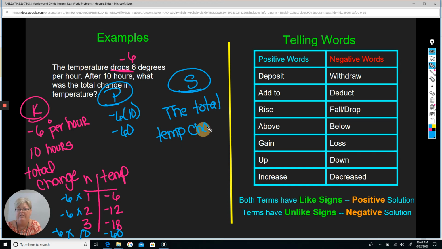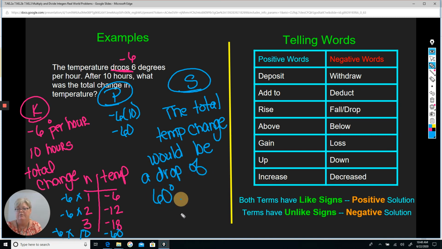And my statement would be the total temperature change, I'm going to abbreviate that, would be a drop of 60 degrees. Okay, again, notice I didn't put a negative right there. I just said a drop of 60 degrees. So that would be our no problem statements for that particular problem.